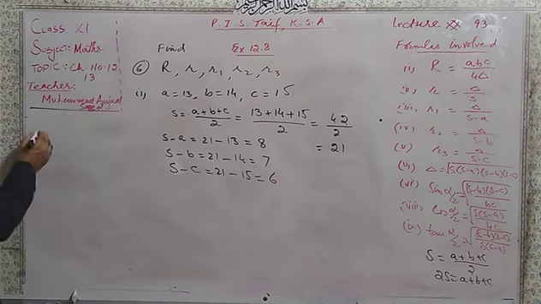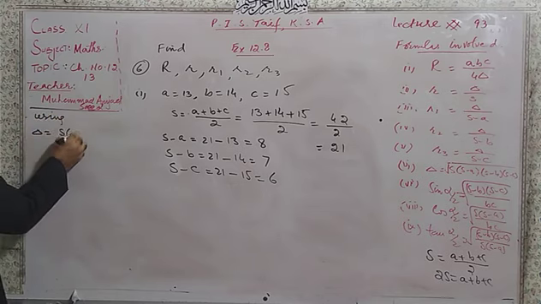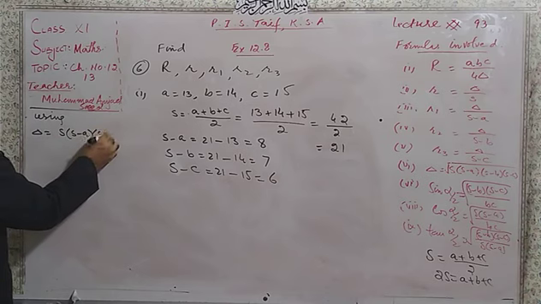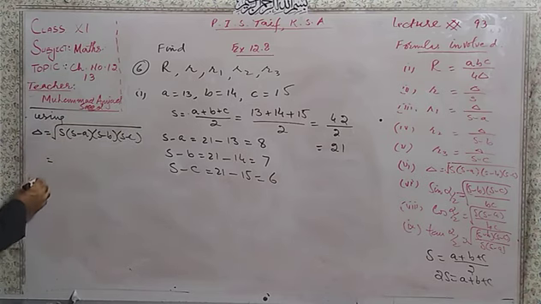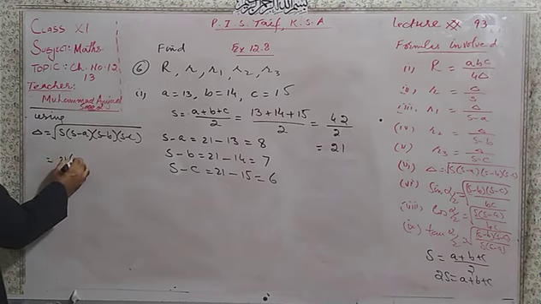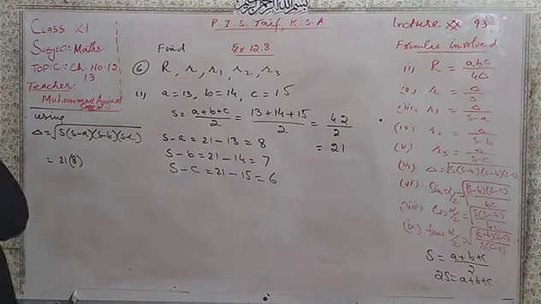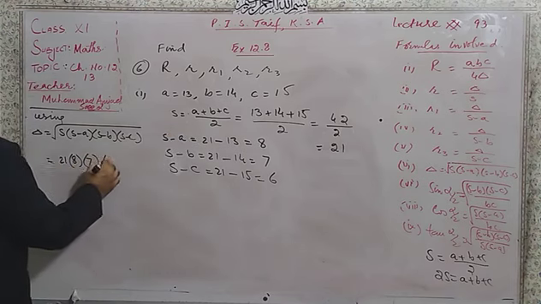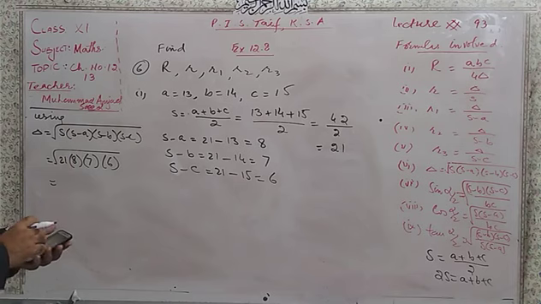We will apply the formula: delta is equal to the square root of S into S minus A, S minus B, S minus C. 21 into 8, this is S minus A value, 8, 7 and 6 whole under root. We will find delta.